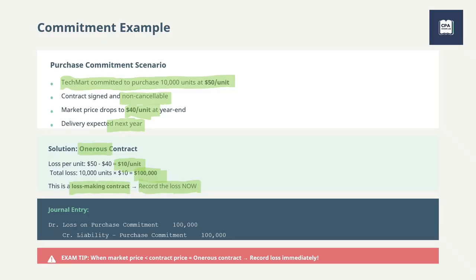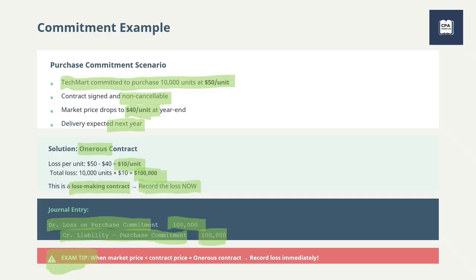And how do we do the journal entry? It's like the previous example. We debit the loss on purchase commitment, which is $100,000. And we have a liability of $100,000 because of our purchase commitment.